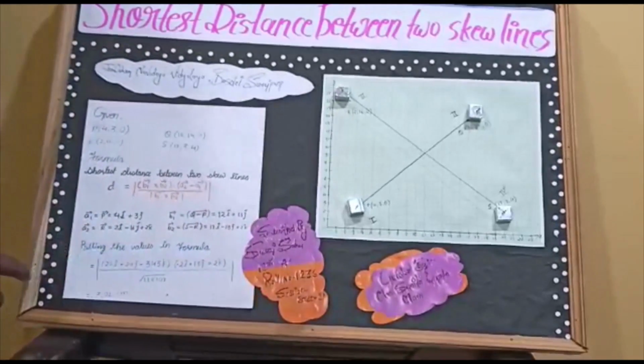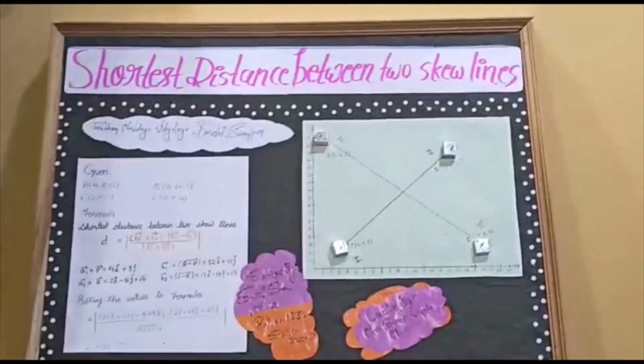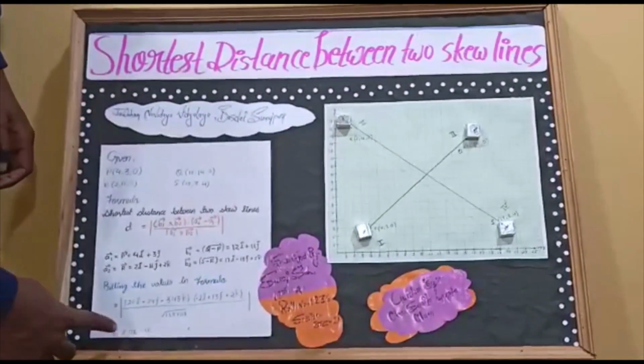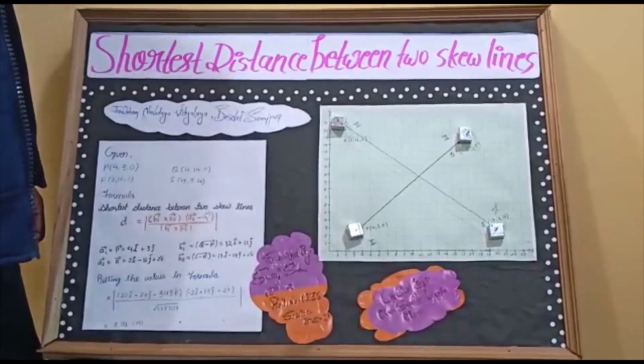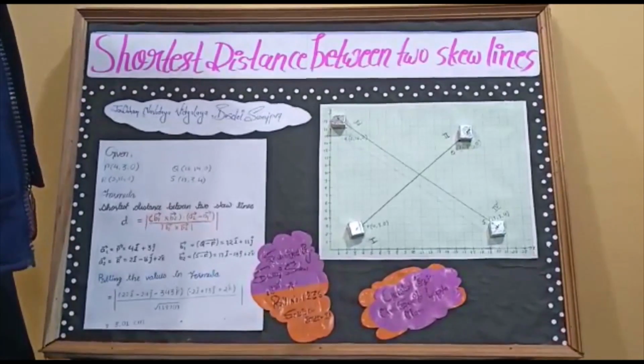By putting the values in the formula, the result comes out to be 3.01 centimeter. This activity can be used to explain skew lines and shortest distance between two skew lines.